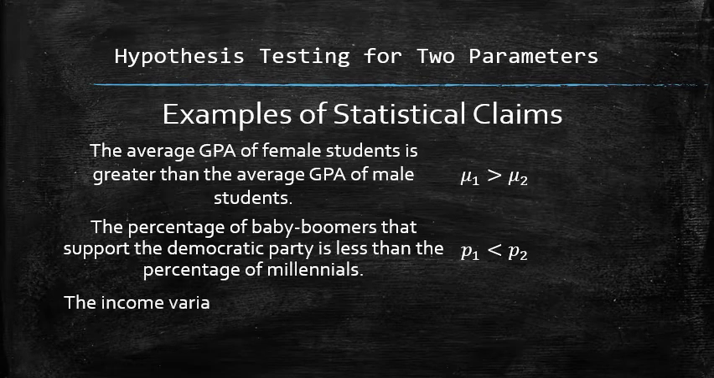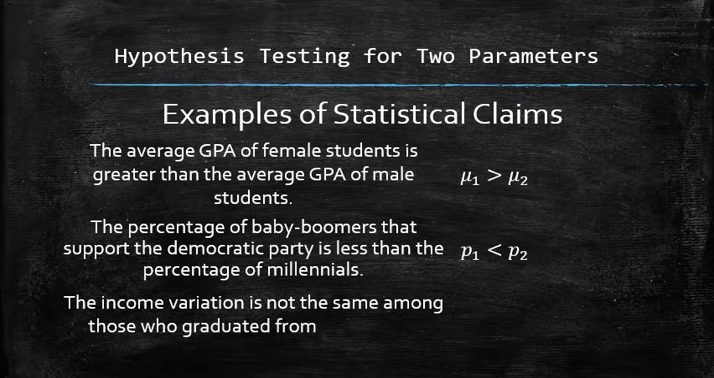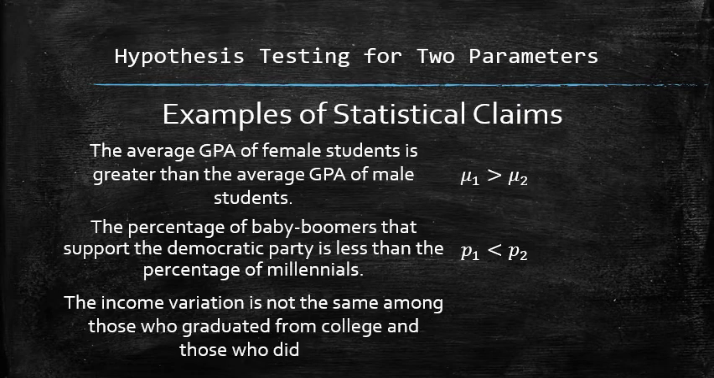The income variation is not the same among those who graduated from college and those who didn't. Can be symbolically written as variance 1 is not equal variance 2. So far, it is as intuitive as before. However, we are going to rewrite the claims in a different way.